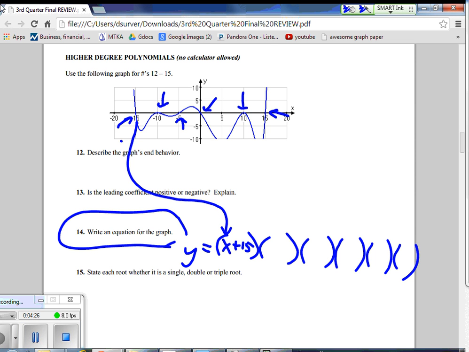And then do you remember the whole cut through versus bounce versus snake? This one is a cut through, which means it's only worth 1. That's called the multiplicity. The multiplicity is 1. When it's bouncing like this, that means it has a multiplicity of 2. So then this one is x plus 10 with a little squared on it.